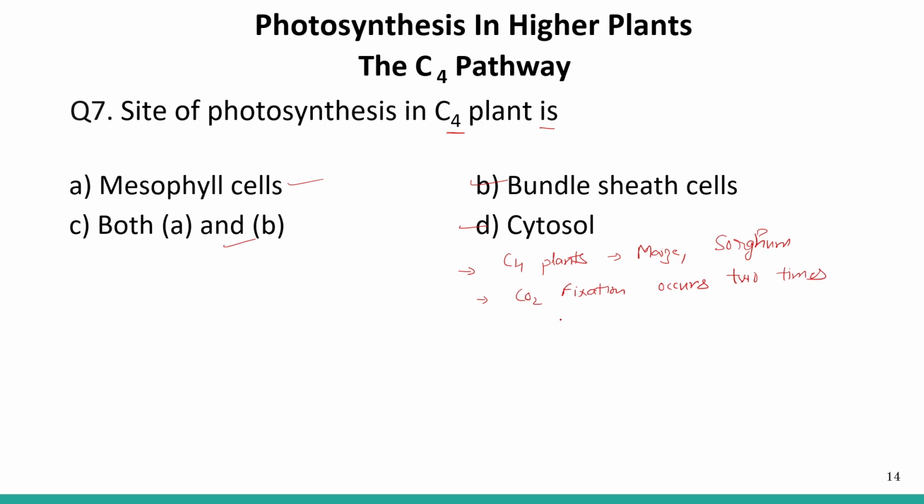Okay, first, in where? In the mesophyll cell. In the mesophyll cells, which enzyme is present? PEP carboxylase enzyme is present here. And the second carbon dioxide fixation takes place in the bundle sheath cells. Okay, where which enzyme is present? Rubisco enzyme is present.